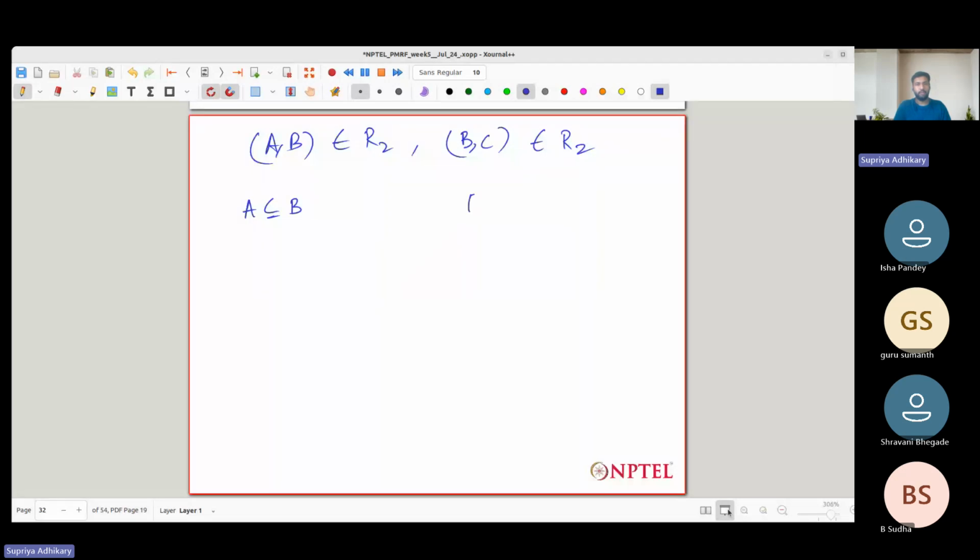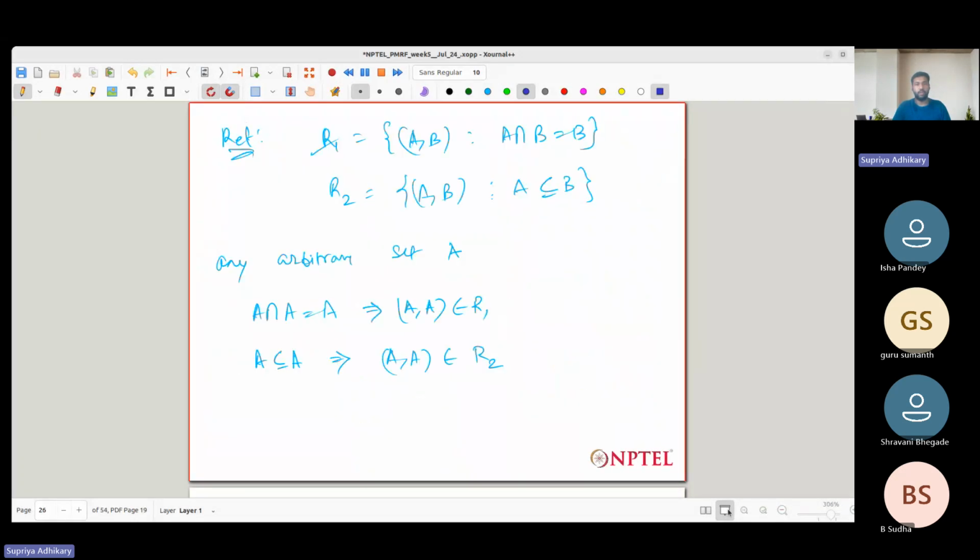And from here, we can conclude that B is a subset of C. So this is obvious that A is a subset of B and B is also a subset of C. So that should imply that A is a subset of C. And if A is a subset of C, that means that AC also belongs to this relation R2. So it is easy to see that this R2 relation is indeed a transitive relation.